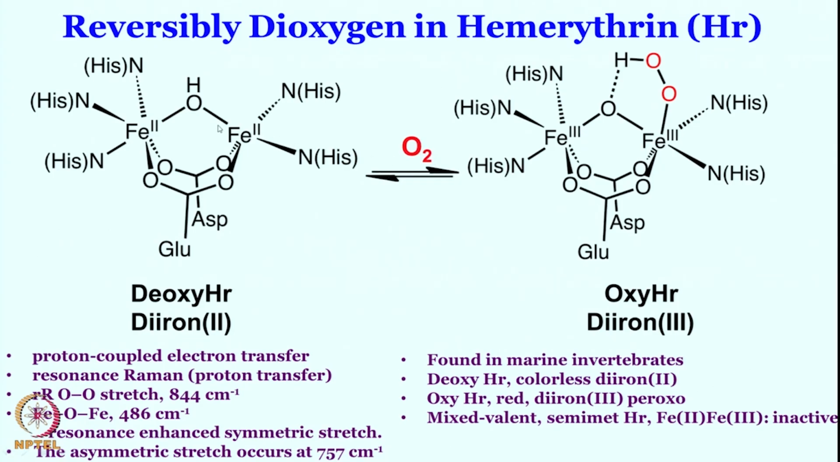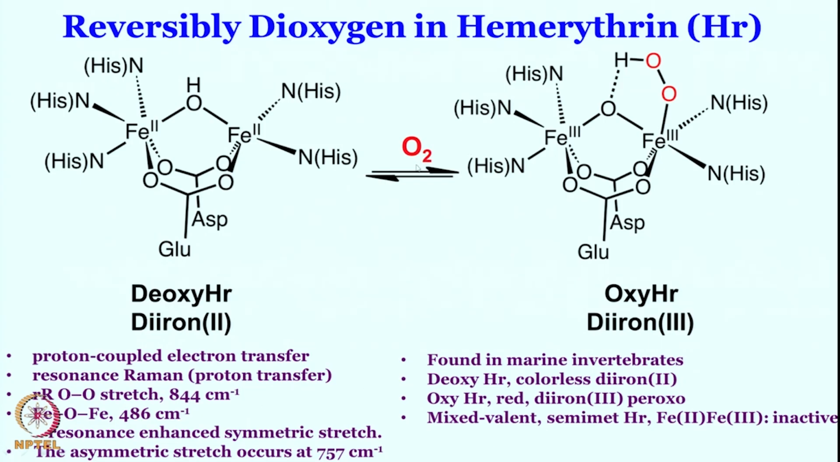Before oxygen binding it was a colorless species; upon oxygen binding it becomes red. So, this is a red color species. This oxygen binding, just like hemoglobin and myoglobin, is reversible in nature. That means it can easily go forward and backward, and therefore oxygen transport and release are easily possible, right. If you look at this species, it will form a peroxo species.